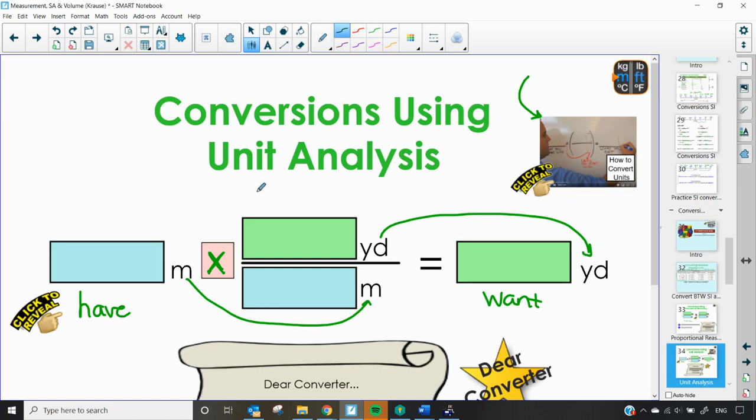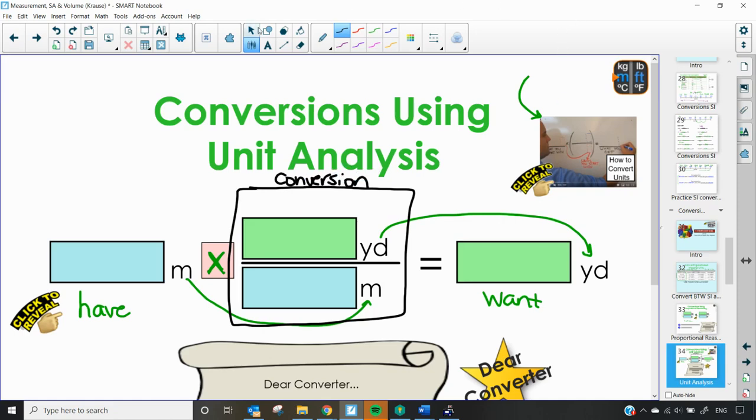This piece in between comes from our conversion chart. And when we're setting up our conversion, our rate can be written as meters per yard or yards per meter, depending on what we need. And so in this case, I need yards per meter. And so I'm going to go to my conversion chart to get this. My conversion chart is where I get these values.